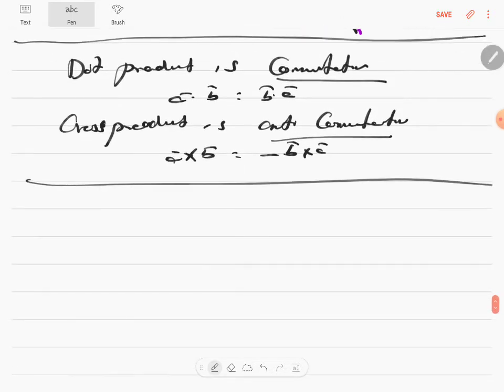So then what else? I have to teach you the triangle law of vectors. You're fine? Your neck is paining? Okay. Triangle law of vectors.